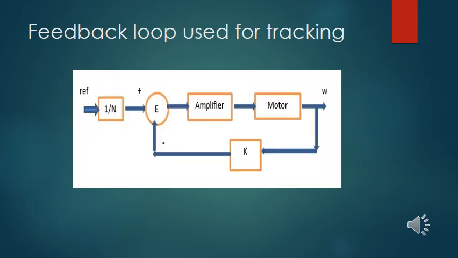This slide shows us the feedback loop that we use for tracking omega. Here we can see the usage of 1 by n. Here n is the reference scaling constant to bring the error down to 0 between the actual angular velocity and the reference angular velocity that we want to reach.